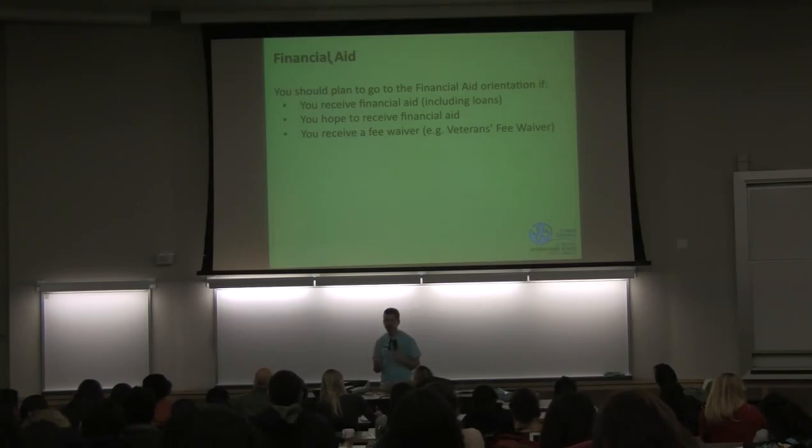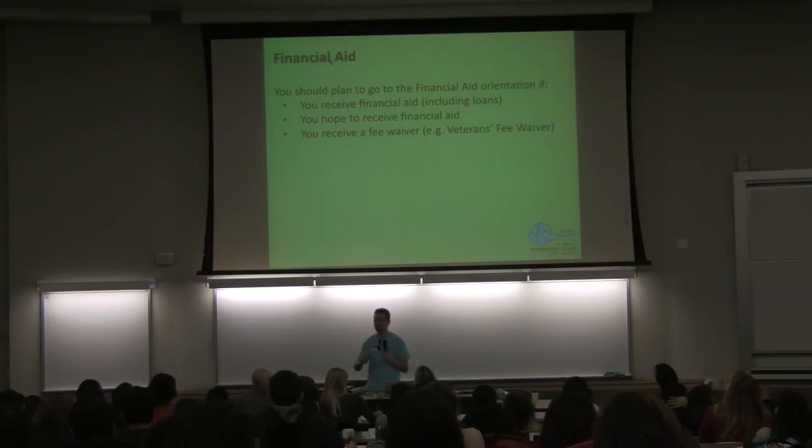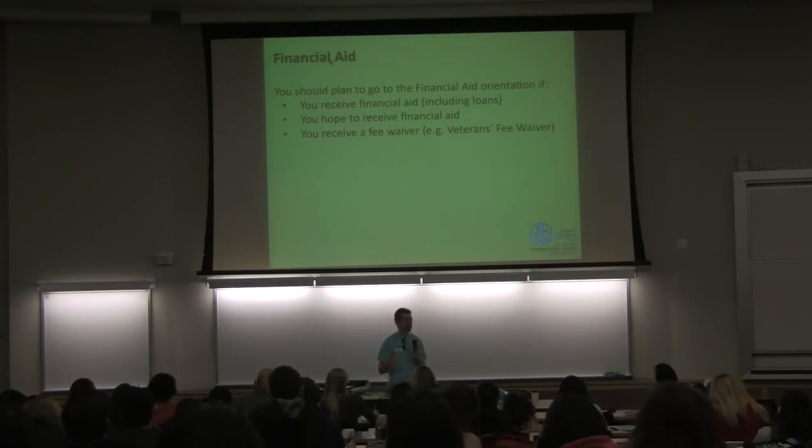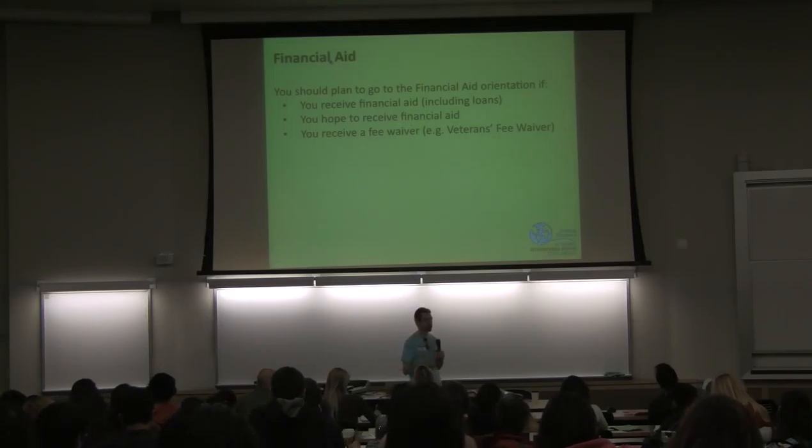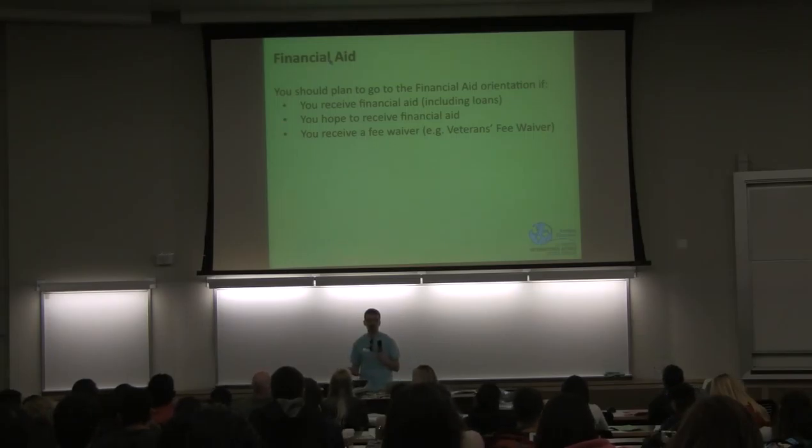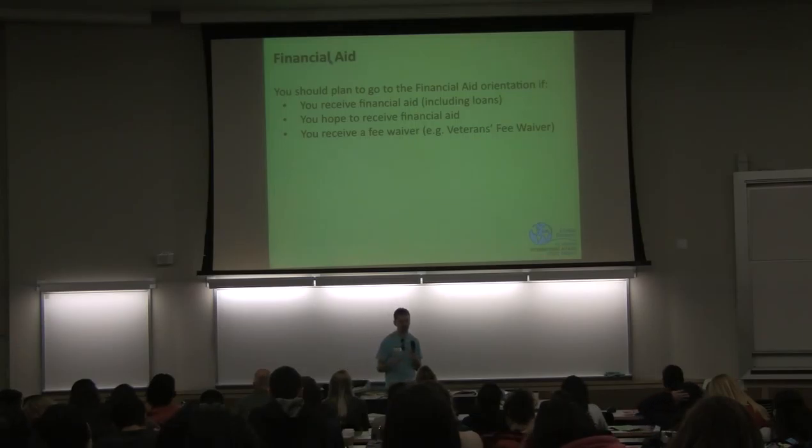We're not entirely certain that it's going to happen, but if she decides to do a large group meeting in addition to individual meetings, you should plan to attend if you receive financial aid normally, if you plan to receive financial aid, and if you receive any sort of fee waiver. That could be a veteran's fee waiver or another sort of fee waiver, because the system for payment is very similar if you receive a fee waiver as if you're a financial aid student, even if you're not a normal financial aid student.